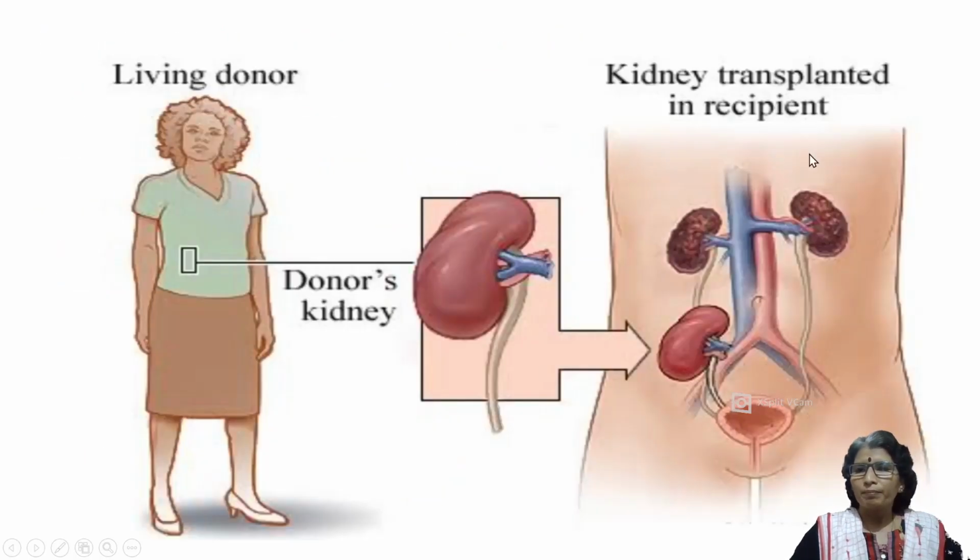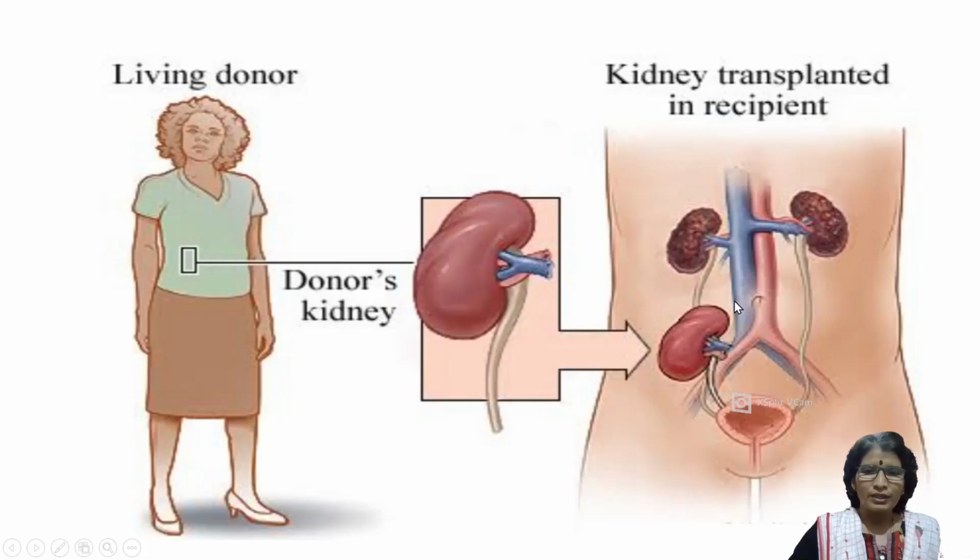Here one person is suffering from a kidney problem. His two kidneys are completely damaged, not working. That is why he needs a functional, good kidney. Immediately he needs kidney transplantation. So we have to collect a kidney from a donor. The donor may be alive or may be brain dead. So from this donor we collect the kidney, and this kidney is transplanted into the patient by surgery.